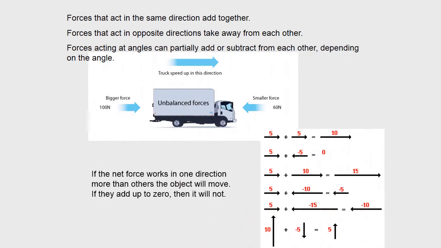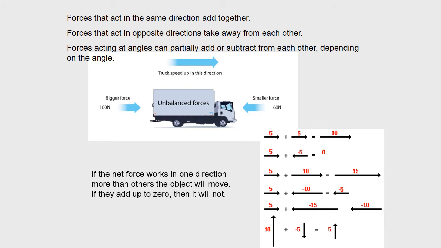To figure out how the forces acting on an object will affect its motion, we have to find the net force. So, we have to do some basic adding and subtracting. Forces that act in the same direction add together, and forces that act in opposite directions take away from each other. Forces acting at angles can partially add or subtract from each other depending on the angle. In these cases, you would assume that the arrow representing the force is the hypotenuse of a right triangle and break it down into its vertical and horizontal components, viewing each as a separate force. We won't work with any of these here though.